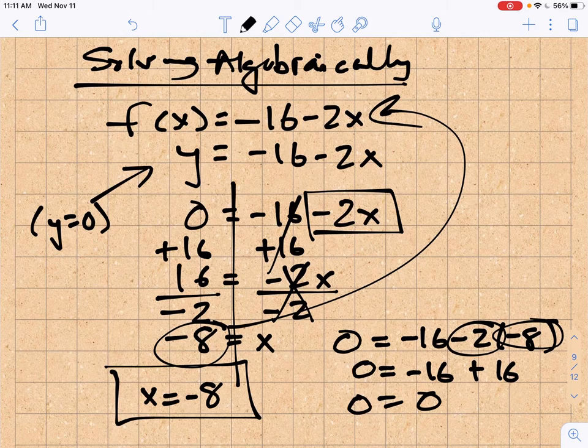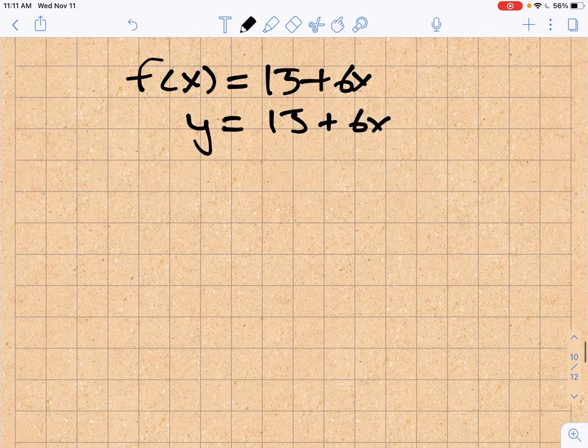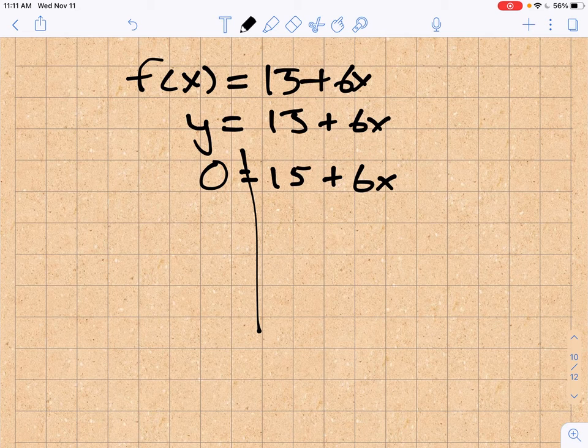All right, let's look at a couple other examples here that I have written down. We have f of x equals 15 plus 6x. Let's reimagine this as y equals 15 plus 6x. We know that when y is 0, that's where the zero of the function is going to be. So I'm going to set y equal to 0, write the rest of this out, and solve for x. I've got 15 plus 6x on one side, so I'm going to subtract 15 from both sides.